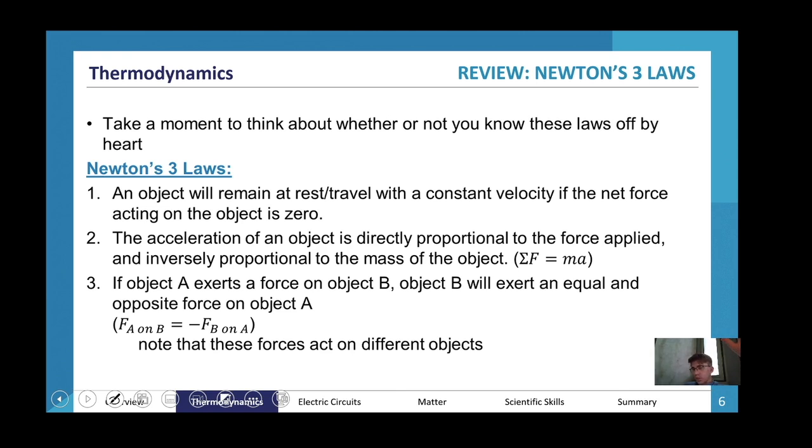Now, let's start with another fundamental step in physics.